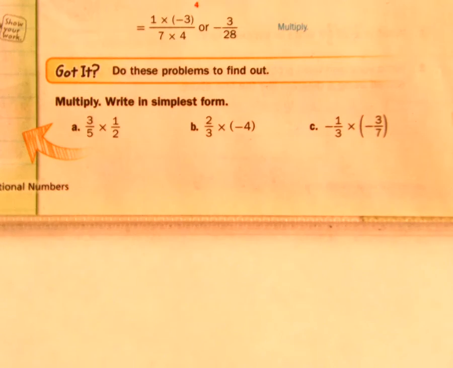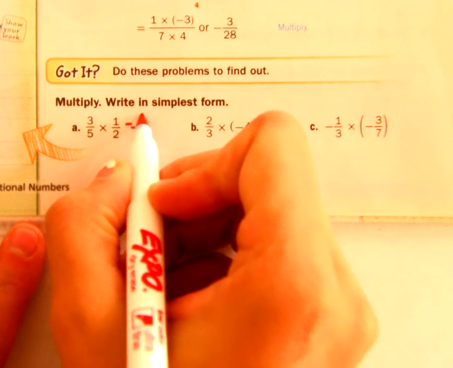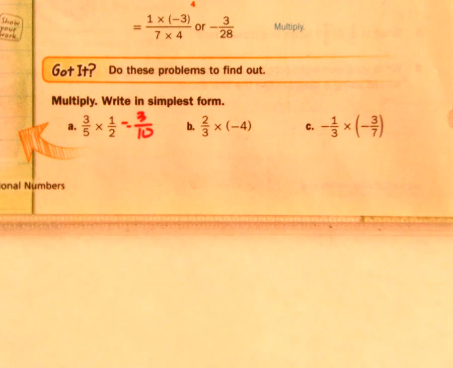Okay, again, when I multiply, we multiply straight across. So I have 3 times 1, which is 3. 5 times 2 is 10. And then I simplify. Well, I know nothing goes into 3 that goes into 10.